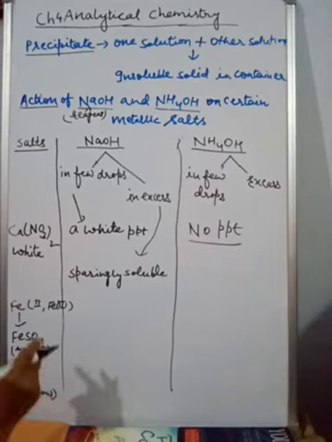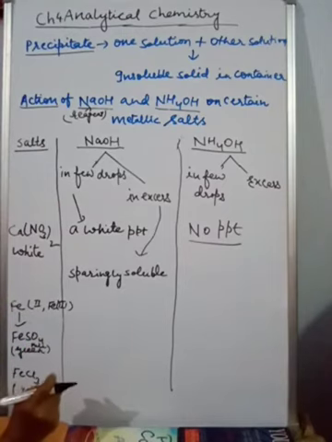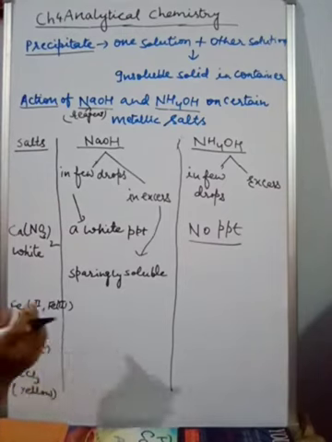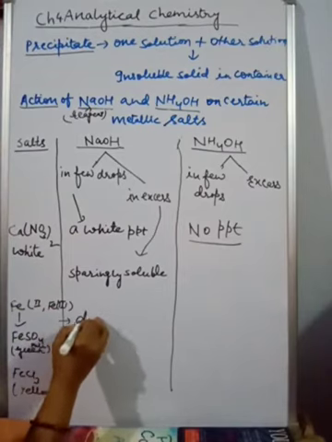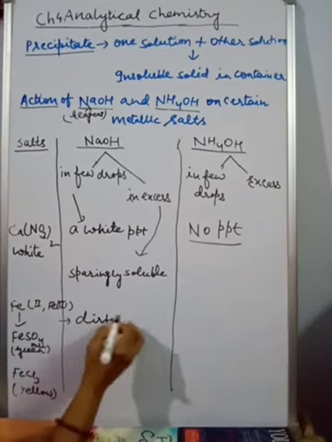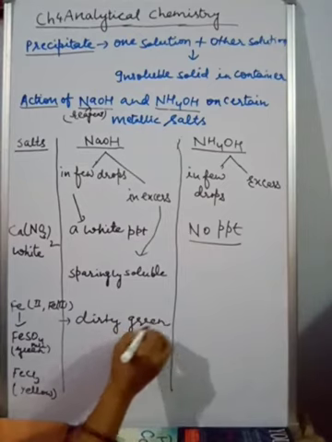First, when we add sodium hydroxide, few drops in case of ferrous sulfate, you will get here a dirty green PPT, dirty green precipitate.